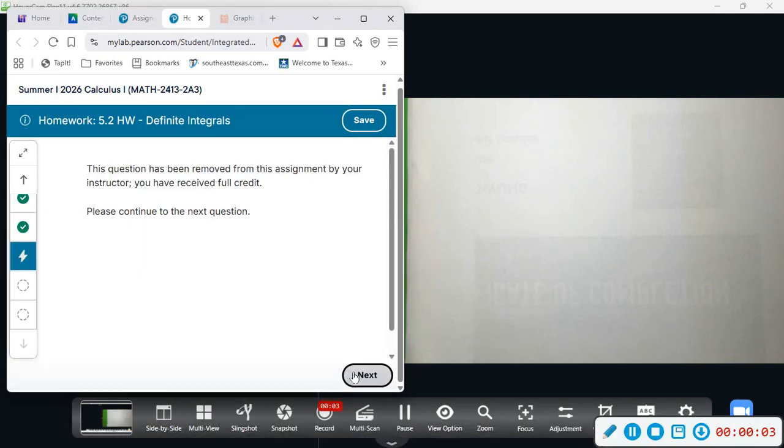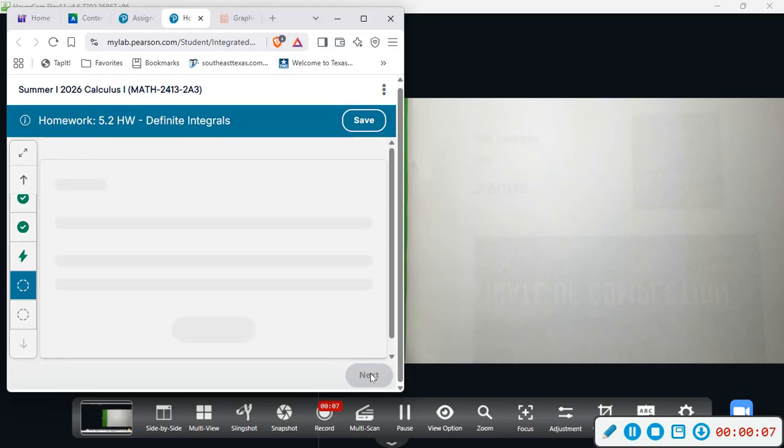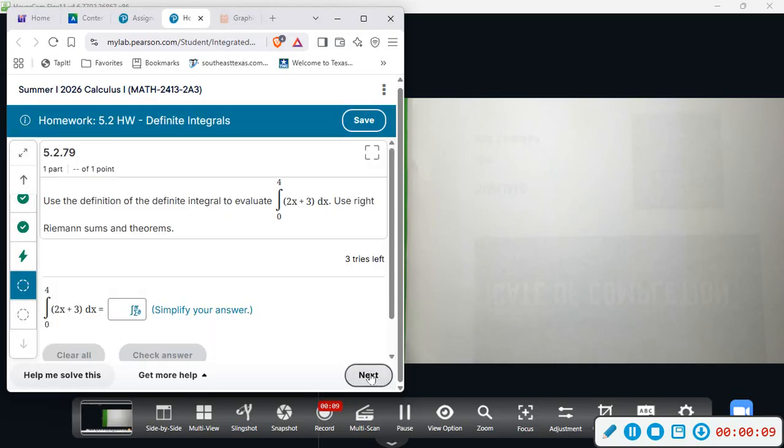All right, number 17, we have omitted due to time constraints. So we're going to go on to number 18. And number 18 wants us to use the definition of integral to evaluate. It says use the right Riemann sums and theorems.